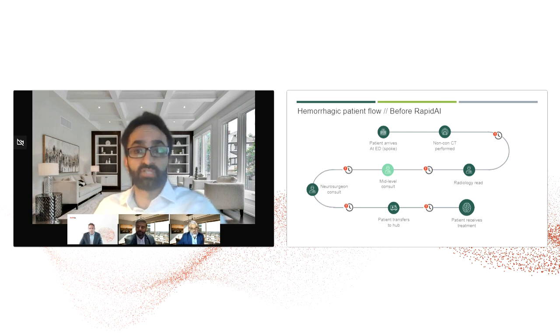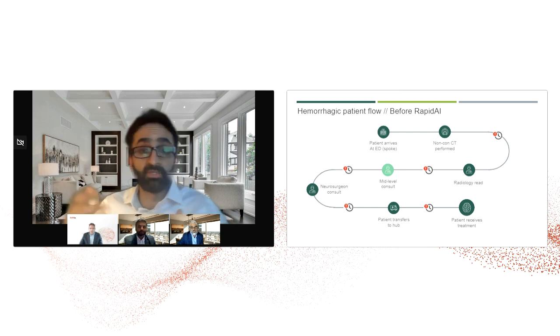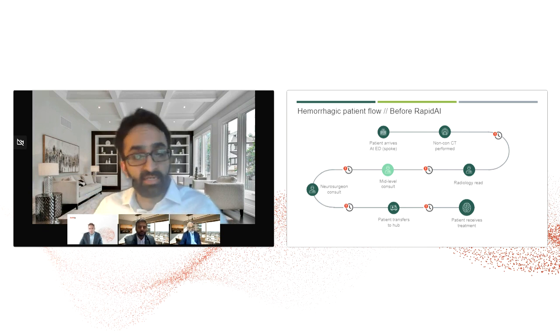Oftentimes what will happen is that a patient comes into the emergency department, they get assessed by the ER doctor, a non-con head CT is performed. It takes some time for that to be read. A radiologist then reads it. After that, the radiologist then has to report that to an emergency department doctor. At that point, maybe a neurosurgery mid-level or somebody else is contacted. And then after that, they contact myself or the other neurosurgeon on call. So there's a lot of lag time, a lot of waiting in between.